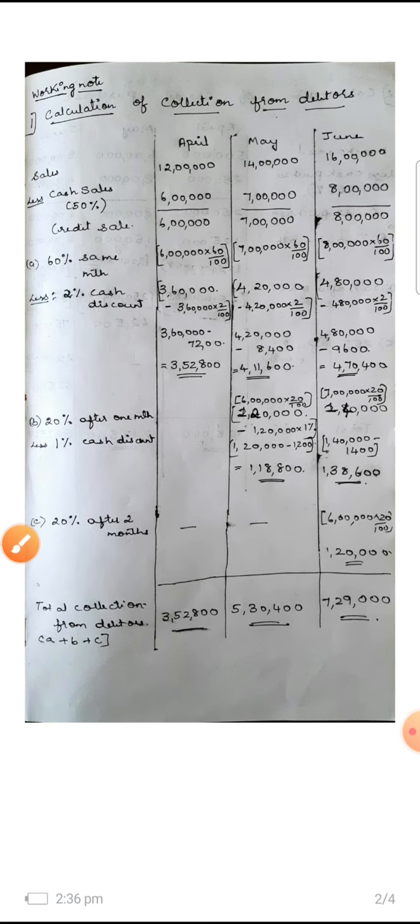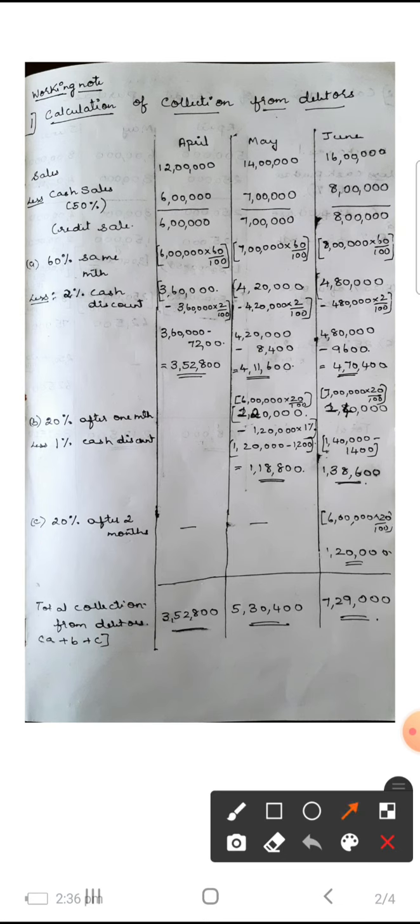See, I have done the calculation for debtors. Debtors means when you sell the goods on credit, it becomes debtors, and the payment is made 60% in the same month with a cash discount, and 20% after 1 month, 20% after 2 months. So we have to prepare the working note now. The working note is like this: April, May and June. Sales of 3 months are given. Less cash sales. Cash sales is 50%, because 50% is credit means 50% is cash sales. So you have to deduct the 50% here. The remaining will be the credit sales.